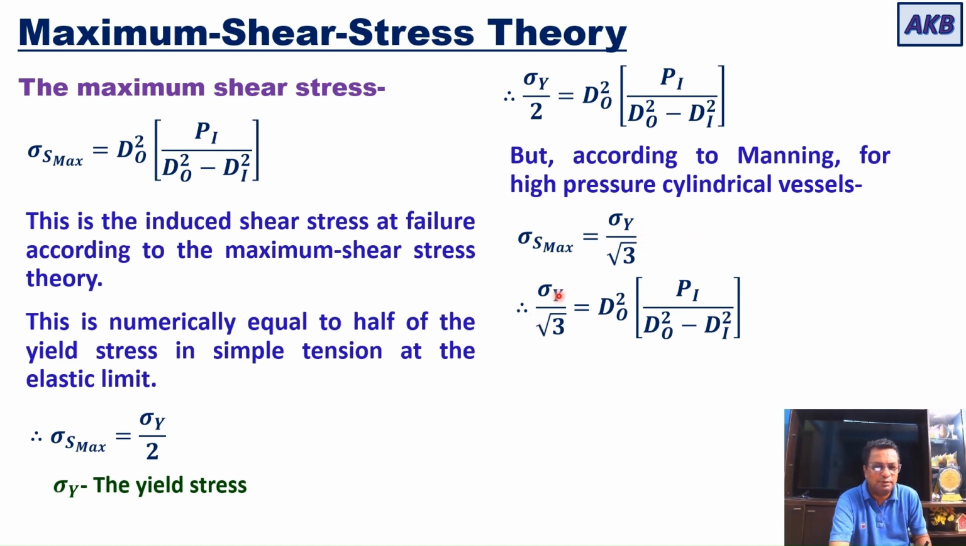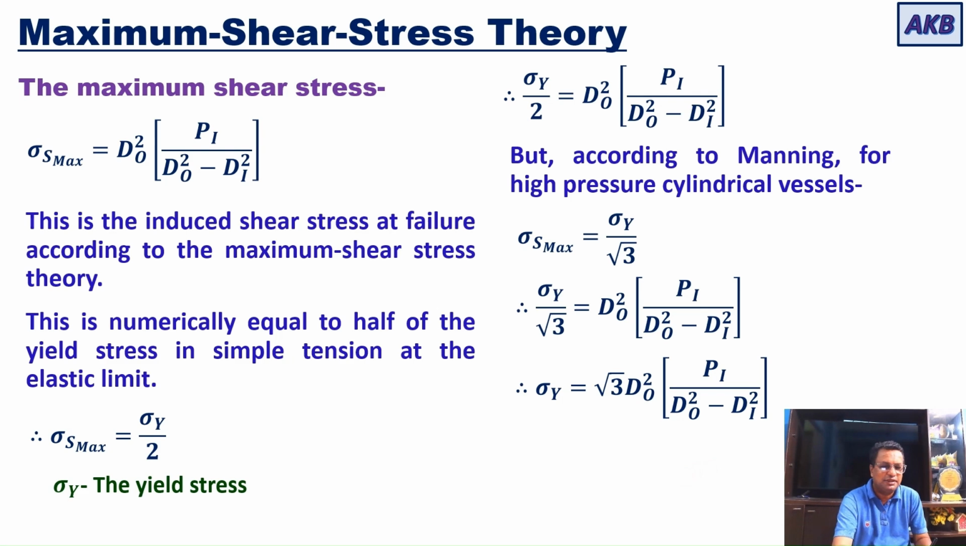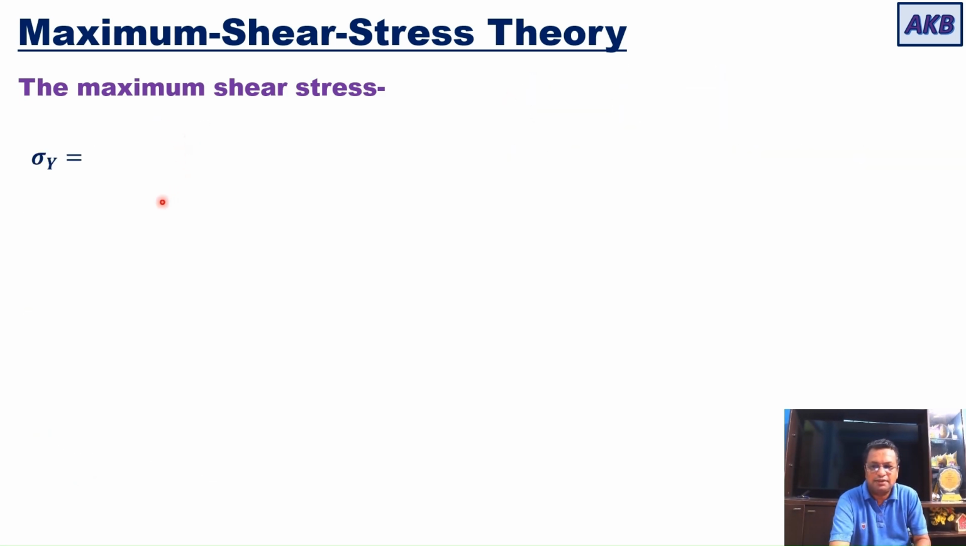So therefore sigma y upon root 3 is equal to do square into pi upon do square minus di square. That is, sigma y is equal to root 3 into do square into pi upon do square minus di square. And we just got this equation. Let us continue with it. Sigma y is equal to under root of 3 do square into pi upon do square minus di square.